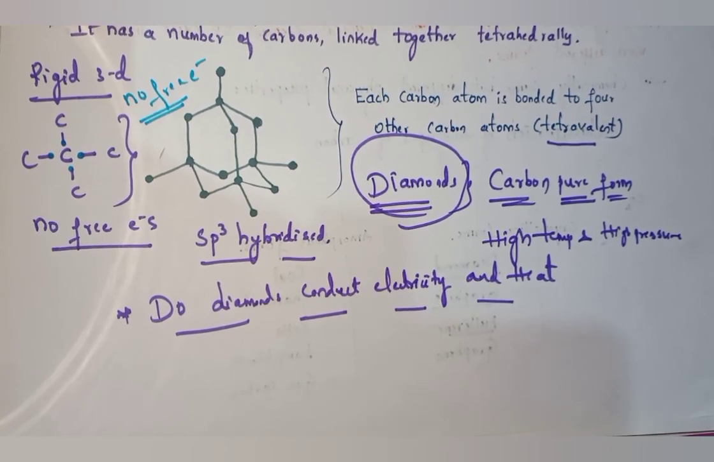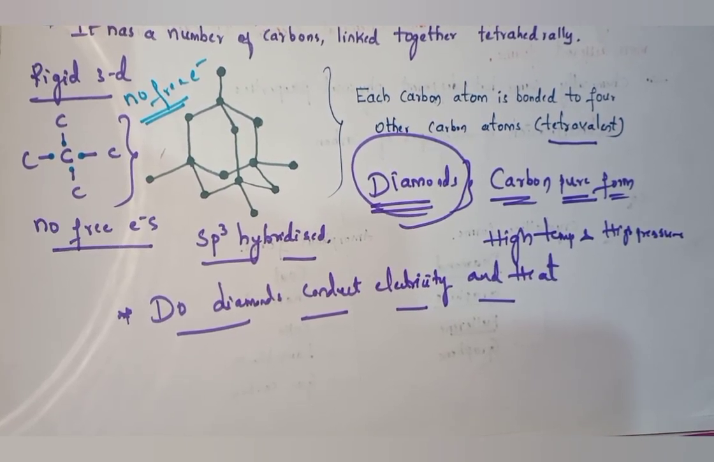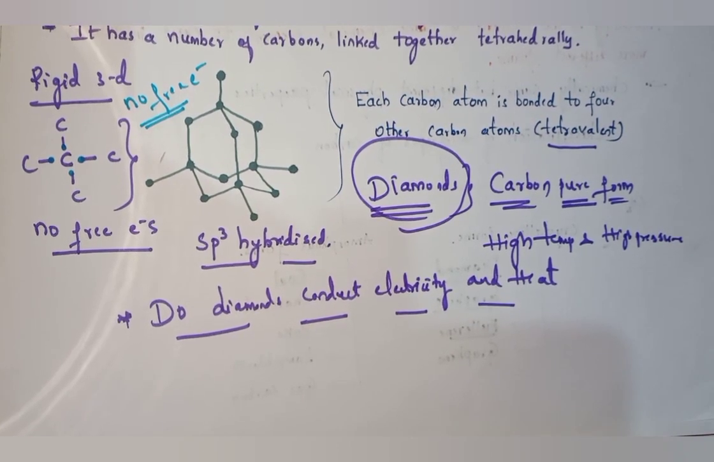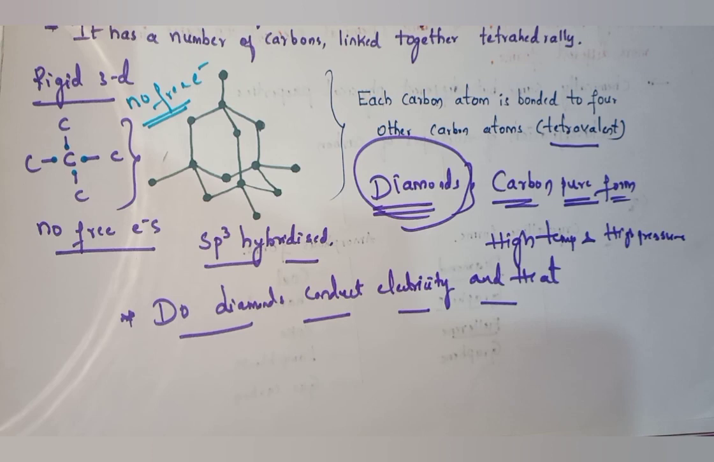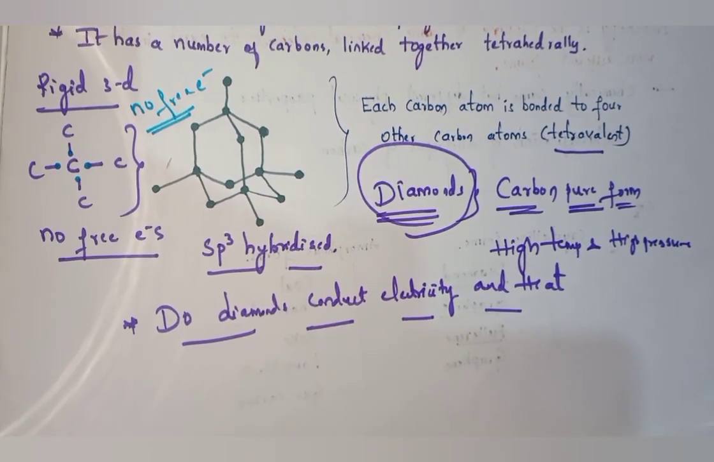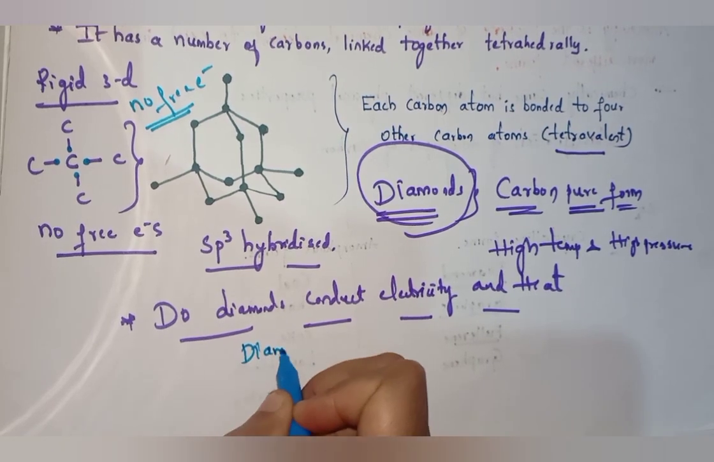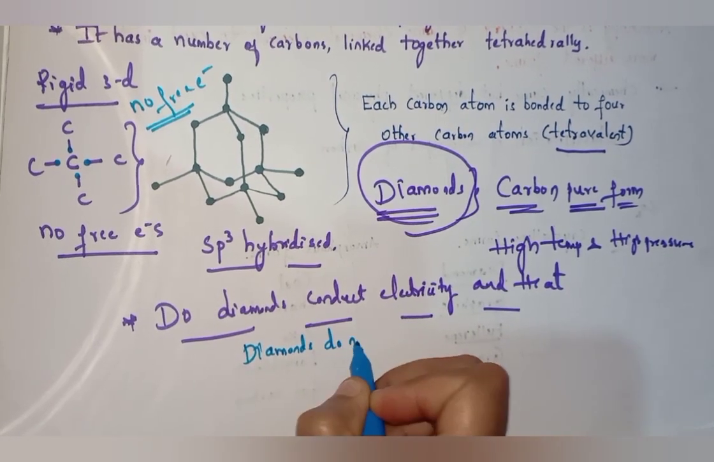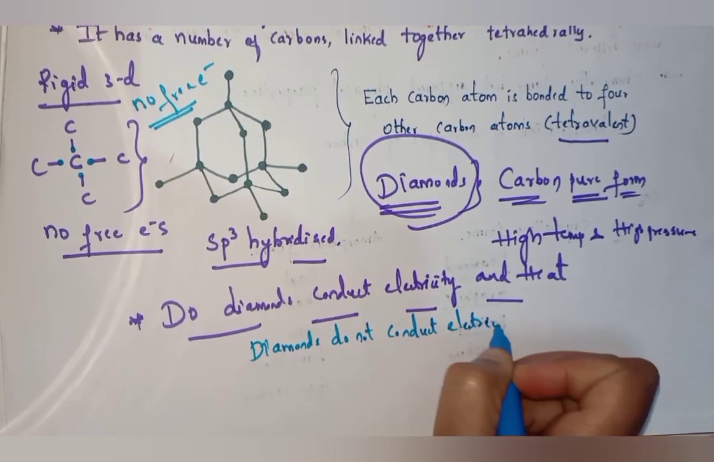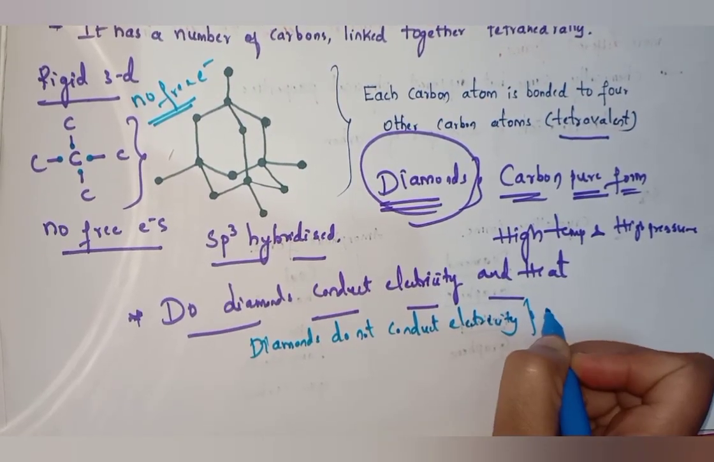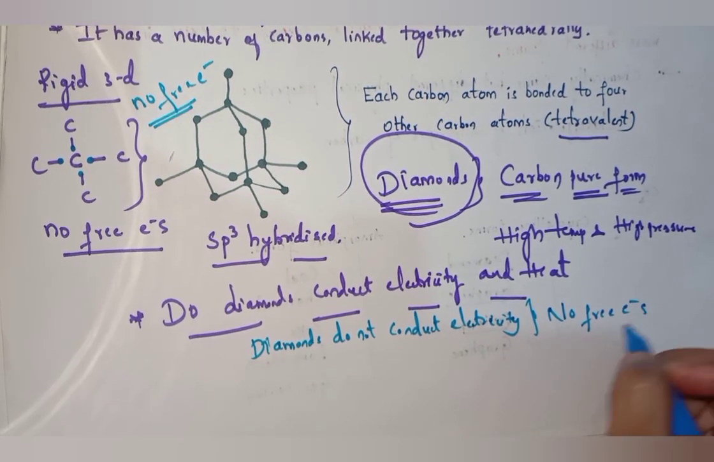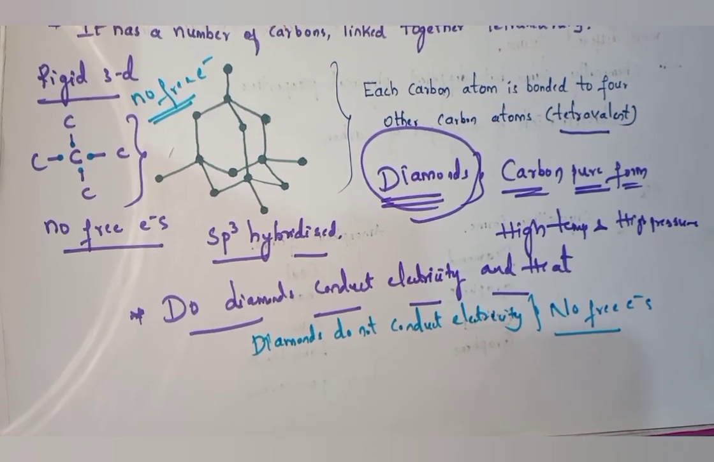If free electrons or ions are present, they can carry the charge and they can generate electricity. In diamonds, they don't have any free electron. So that's why they cannot conduct electricity. Diamonds do not conduct electricity. The reason is they don't have free electrons. That's why diamond does not conduct electricity.